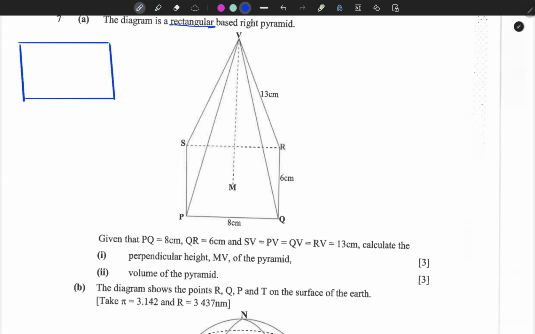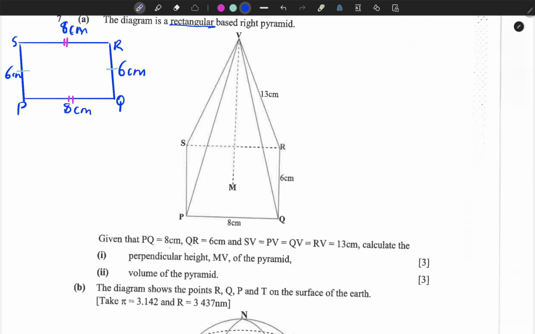So this is our rectangle. We have S, R, Q, P. This is 8 centimeters. This is 6 centimeters. This distance is equal to this distance, therefore this is also 8 centimeters. Then this one is equal to this one, so this is 6 centimeters. So this is how a rectangle is.